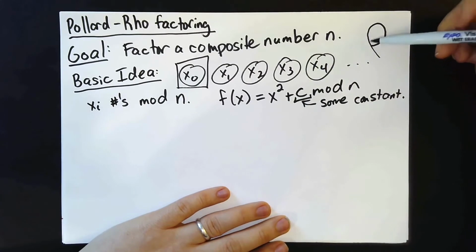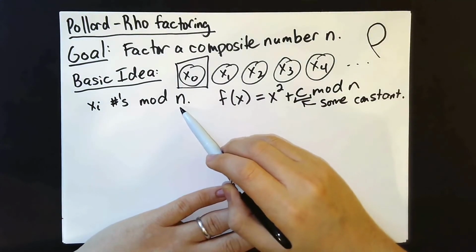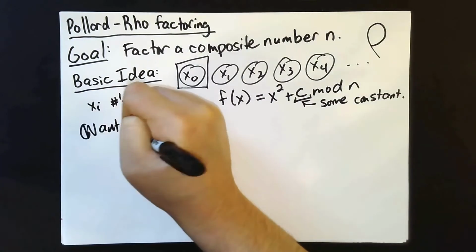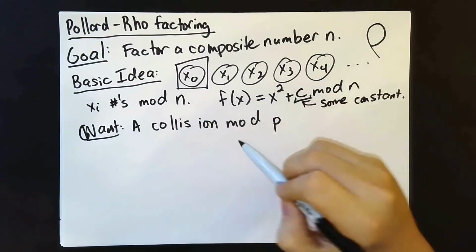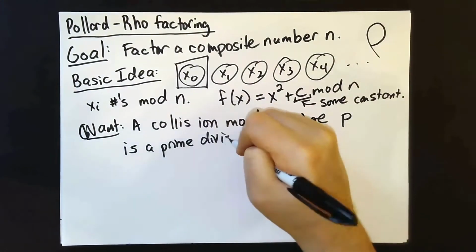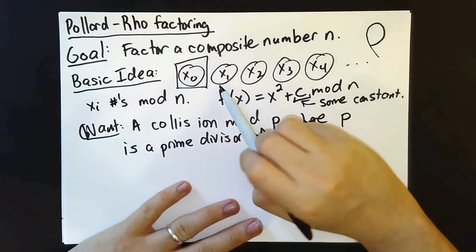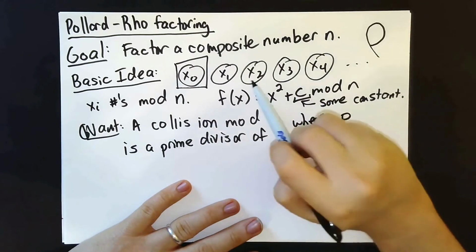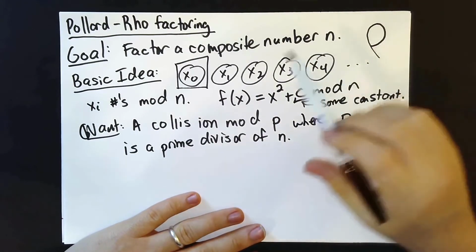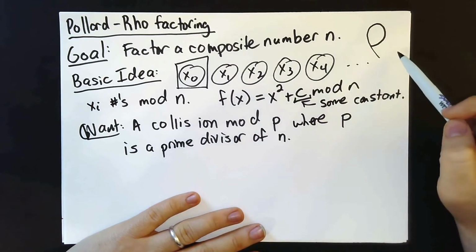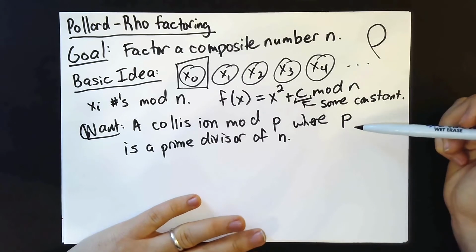But I'm actually not really interested in finding a collision here mod n. I'm actually interested in finding a collision mod p. But what's p? Well, here p is a prime divisor of n. So in other words, I'm not looking for two spots on the path where, say, x2 and x14 are equal. I'm looking for two spots on the path where, say, x2 and x14 are equal mod p for some p that divides n.